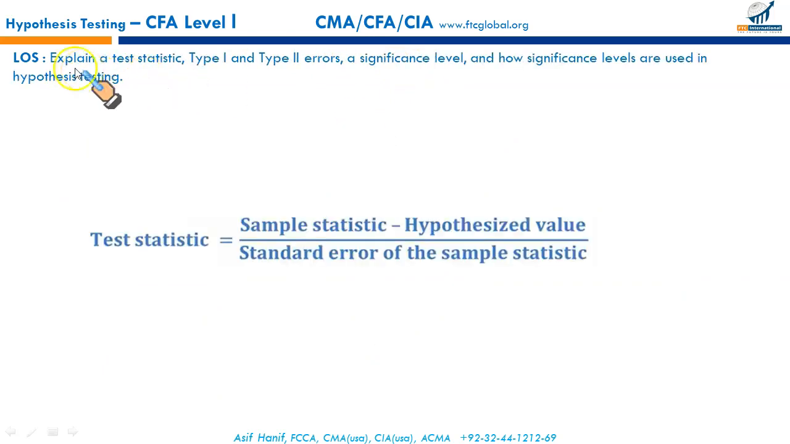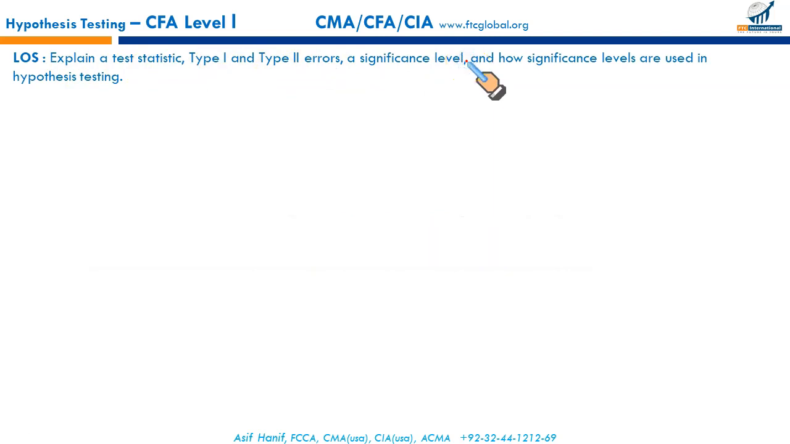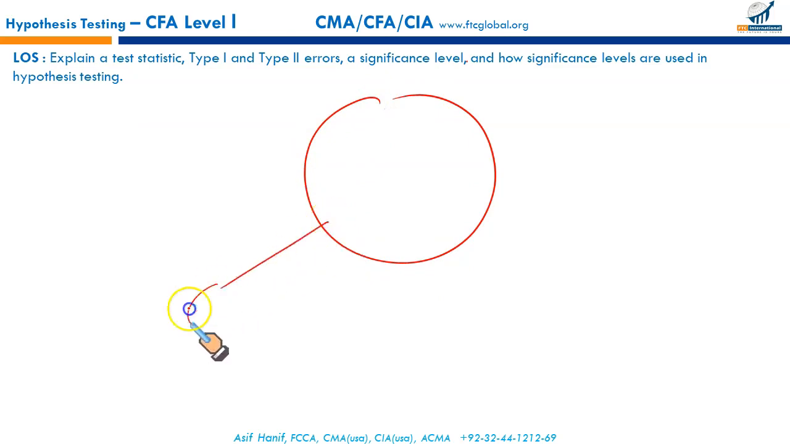So the next LOS says explain a test statistic, type 1 and type 2 errors, level of significance, and how significance levels are used in hypothesis testing. So first of all, a test statistic is a quantity calculated based on a sample. Now let's say this is your population and you have drawn a sample out of it. So a test statistic is a quantity calculated based upon the sample, and this value is the basis for deciding whether or not to reject the null hypothesis.